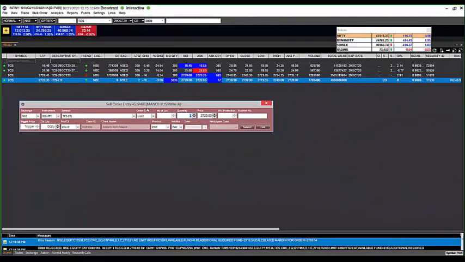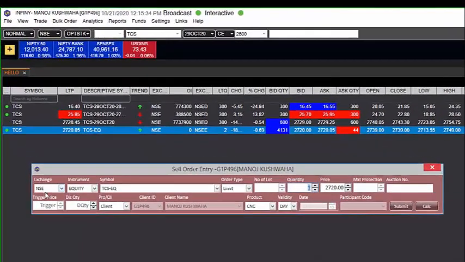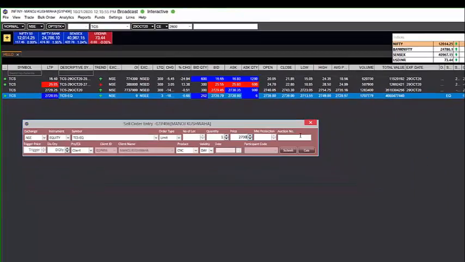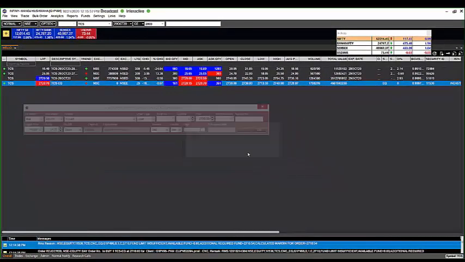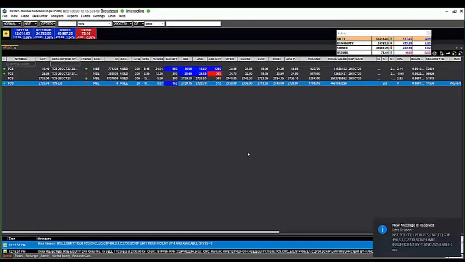Once again, check the details: exchange NSE, instrument equity, symbol TCS EQ, order type limit, and product CNC, because I would like to sell that share from my holding. The quantity will be 1 and you would like to sell it at a price which is higher than the current market price. In this case, I will select the price 2730. Click on submit and confirm the order. Once again, it was rejected because of no limit in the trading account.